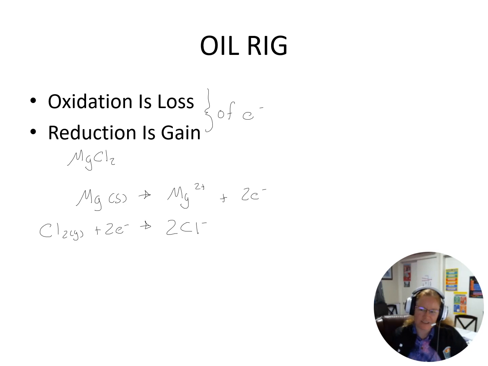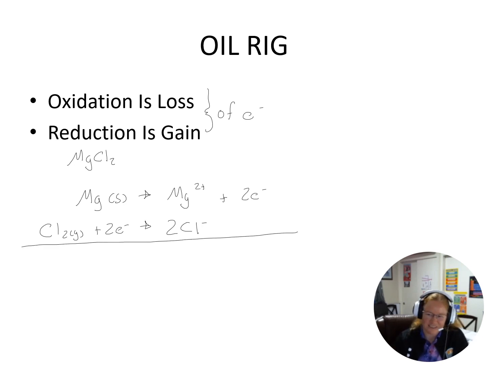Chlorine exists naturally as a diatomic, so I have to account for both chlorines, which is why I get 2 electrons and 2 chlorides there. When I look at my overall reaction, again, when I put an overall reaction together, the electrons don't show up. So these are my half reactions. Oxidation's a loss of electrons, reduction's a gain of electrons. So my magnesium's oxidized, my chlorine's reduced.